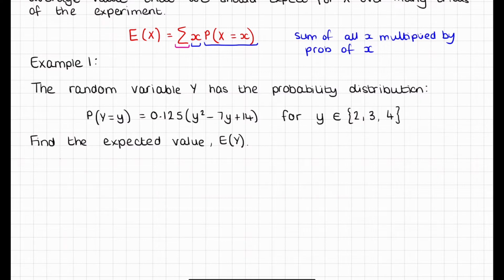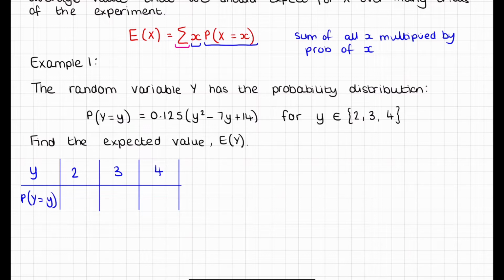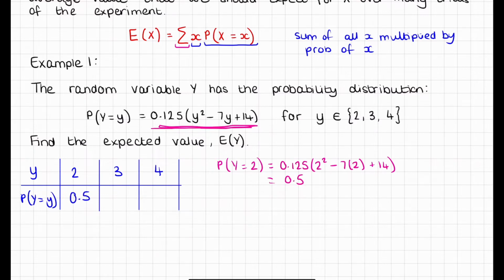So I'm just going to create a little table, and we need to work out the probabilities using this formula we have been given. The probability that y equals 2 will be 0.125 multiplied by (2 squared minus 7 times 2 plus 14), and that gives an answer of 0.5. We then do that for 3 and 4 as well, and when you sub 3 and 4 into the equation, you'll get 0.25s.